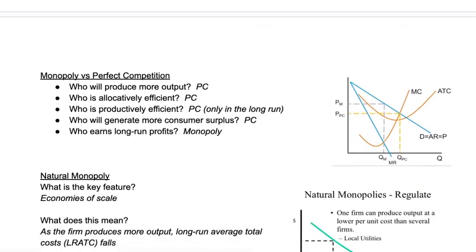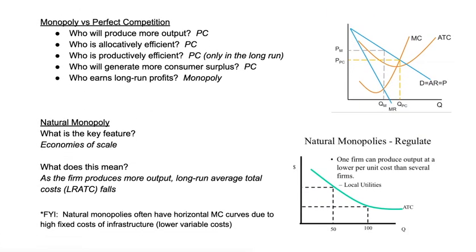Last few things to know about this monopoly section: you need to know differences between monopolies and perfect competition. For instance, monopolies always underproduce, and that's how they keep the prices high. So monopolies have higher prices and less output. That makes sense. Productively efficient, you might say, well, why is it producing here? Well, because perfectly competitive firms are always allocatively efficient, which means they will be producing where their price is equal to their marginal cost, which would have been here.